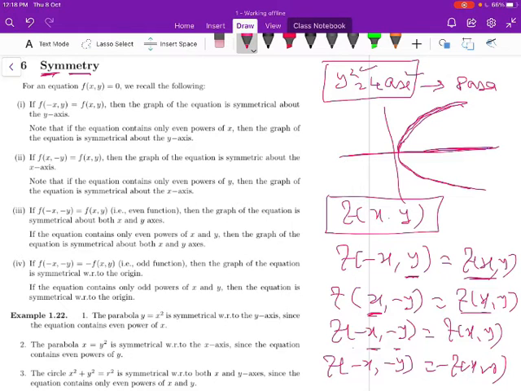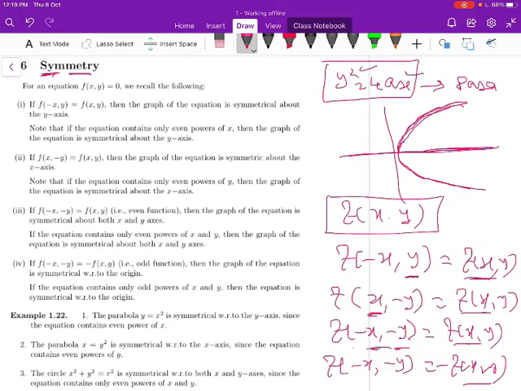Suppose if we replace x and y with minus x and minus y, and you get f of x comma y, then the curve is symmetric about both x and y axis. Suppose f of minus x comma minus y gives minus of f of x comma y, then the curve is symmetric about the origin. Let us take an example here.